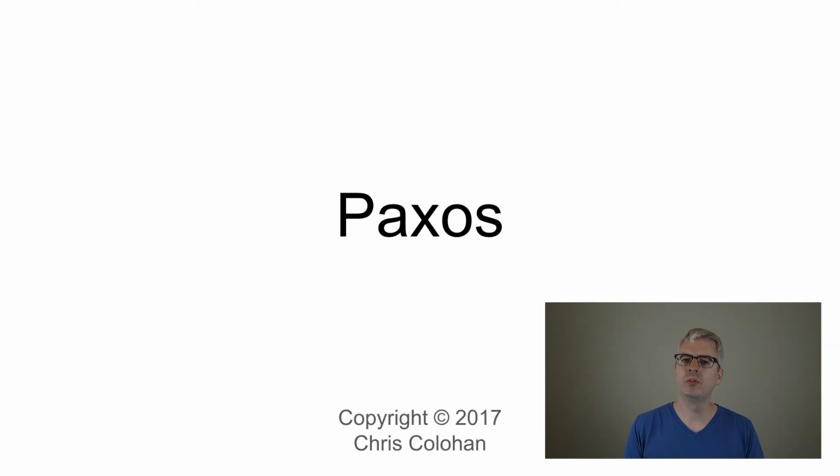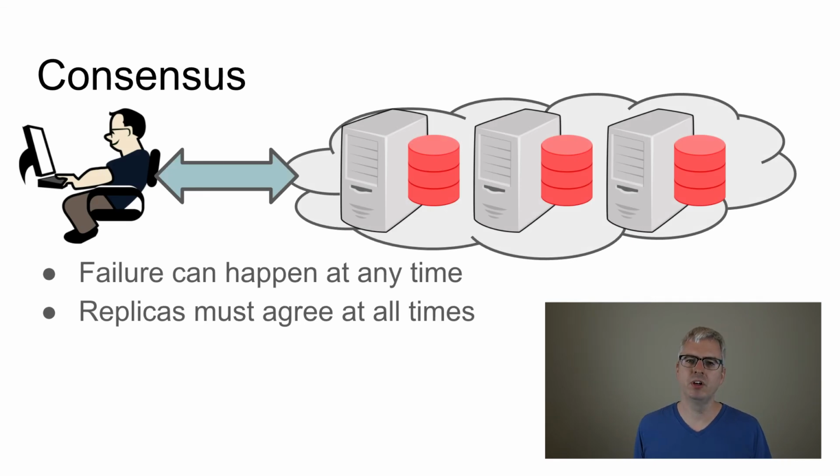Now in this video, we're going to talk about Paxos. We're not talking about going on vacation to Greece. We're talking about consensus algorithms in distributed systems. To understand what a consensus algorithm is, it's best to start with an example.